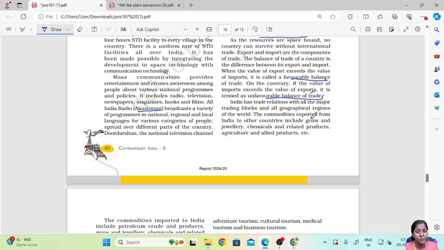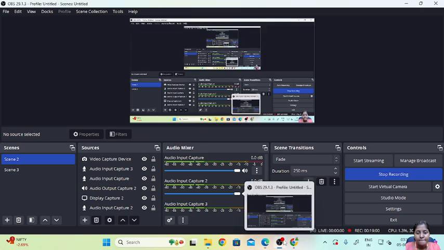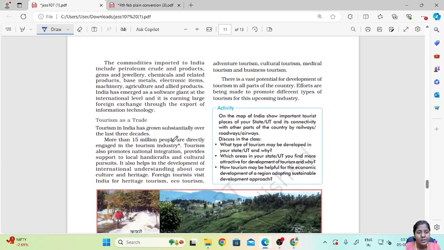The commodities exported from India to other countries include gems, jewelry, different spices, chemical and related products, agriculture and allied products, etc. The commodities imported to India are different gems, jewelry, chemicals and related products, base material, electronic items, machinery, agriculture and allied products. So India has emerged as a software giant at the international level, and it is earning a large foreign exchange through the export of information technology.